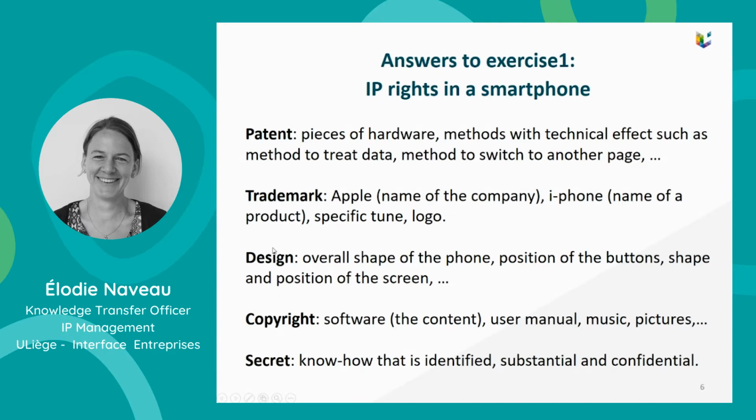Then we have the design. The design is really about the look, the overall shape of the phone, the position of the button, the shape and the position of the screen. So now all the smartphones tend to look at the same design, but previously, I don't know if some of you have known the Nokia 3310, for example, had a very specific shape, and the arrangement of the button was a specific design, and we could tell that that was this kind of product just because of the specific design.